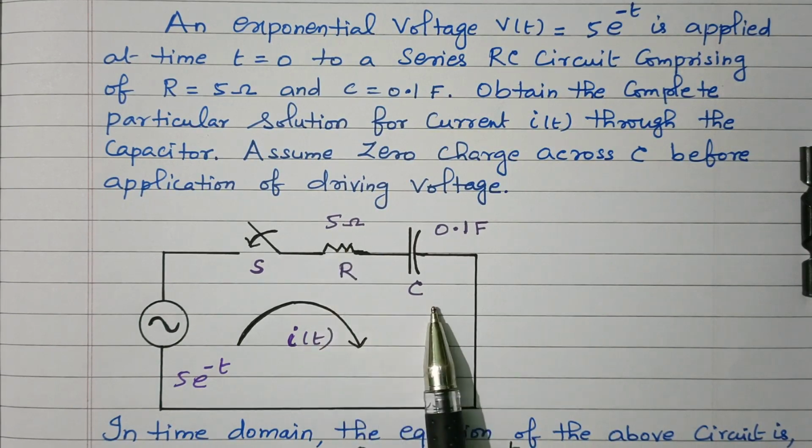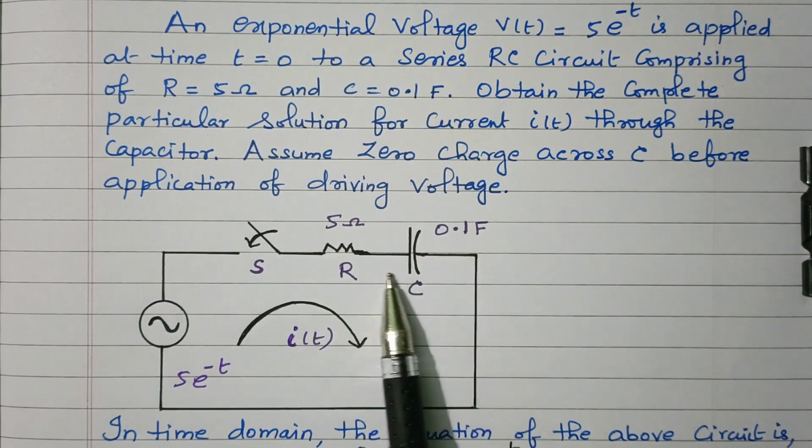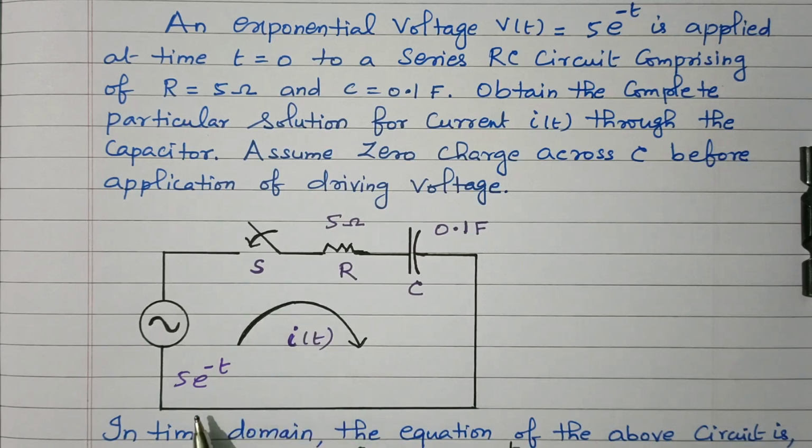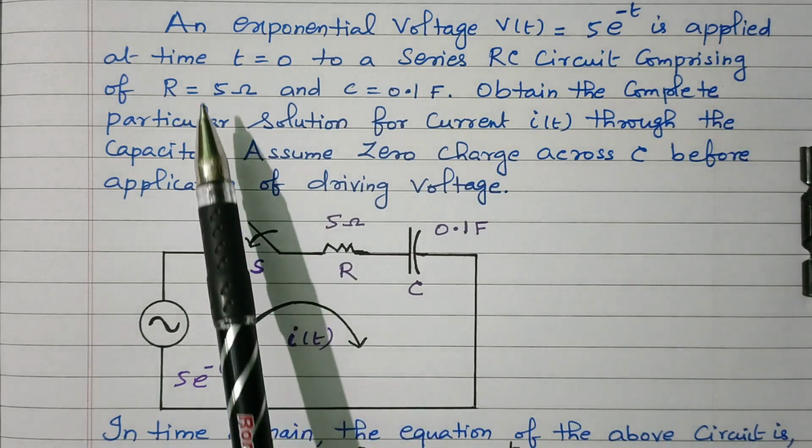Resistance 5 ohm, capacitance 0.5 Henry connected in series. It's connected with the switch S. The applied voltage is exponential 5 e power minus t. So this is the transient current I of t flowing through the circuit. Now we'll see the statement of the problem.